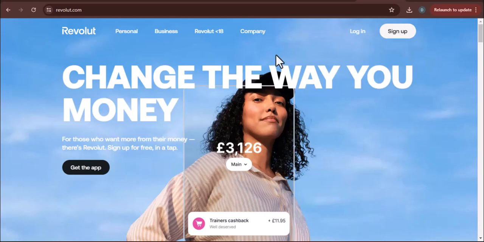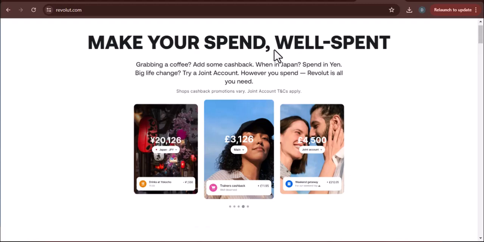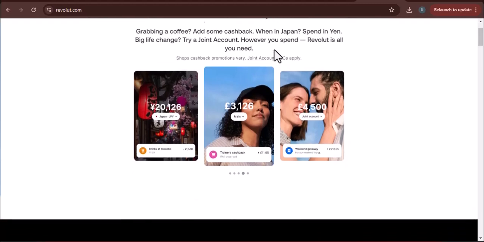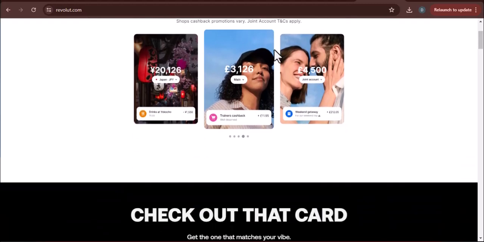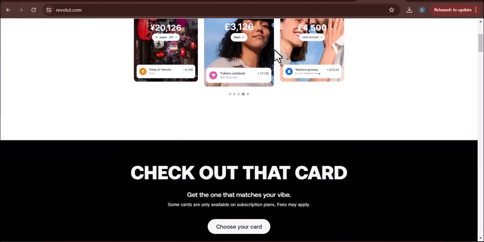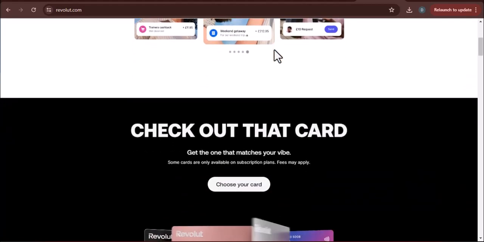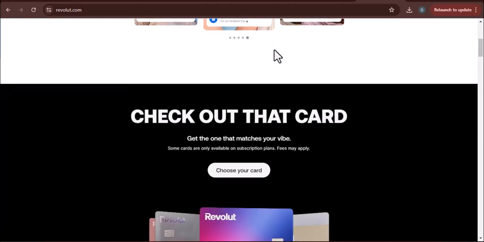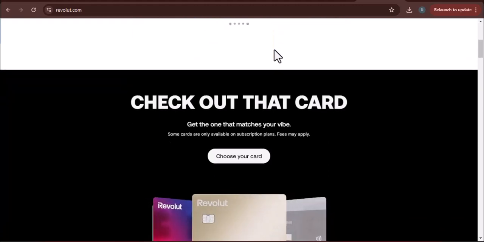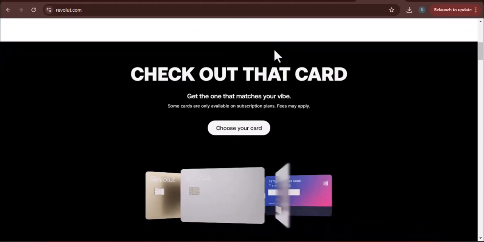Ever stared longingly at your wallet, willing your boring old debit card to transform into something cooler? Maybe a bit more reflective of you? Well, fear not, fellow financial fashionista. Because today, we're diving into the world of Revolut card design, and yes, you can ditch the generic and design a card that bursts with your personality.